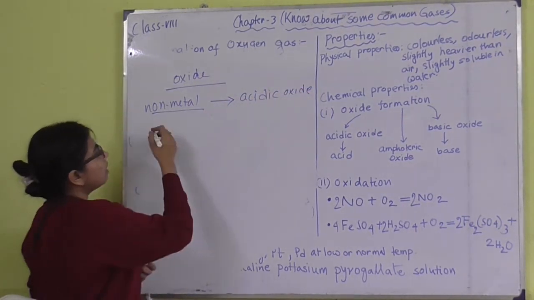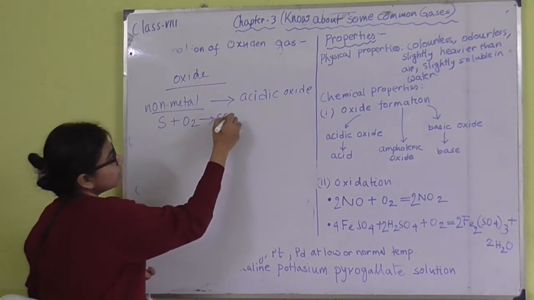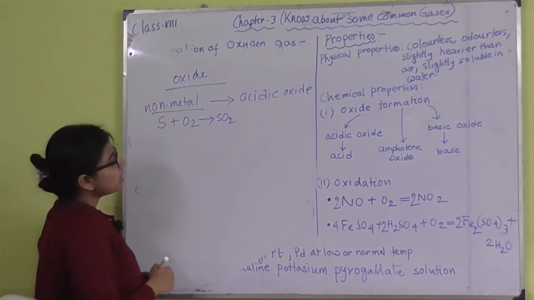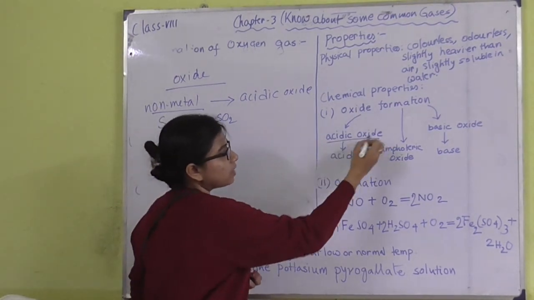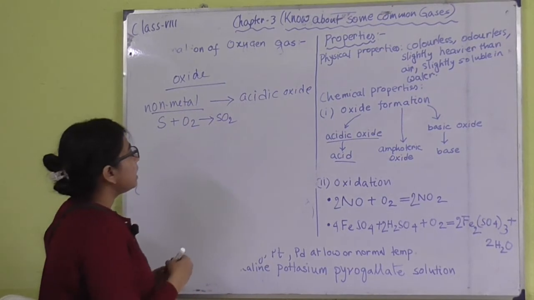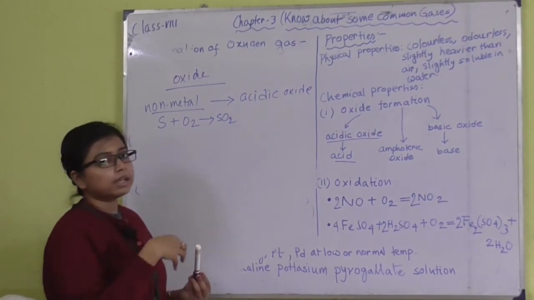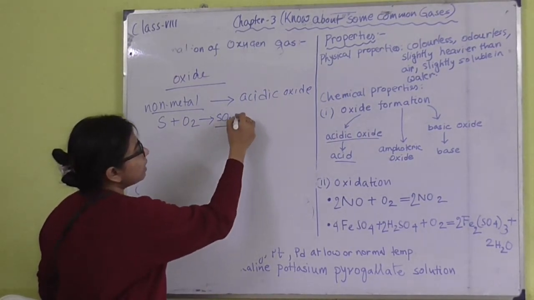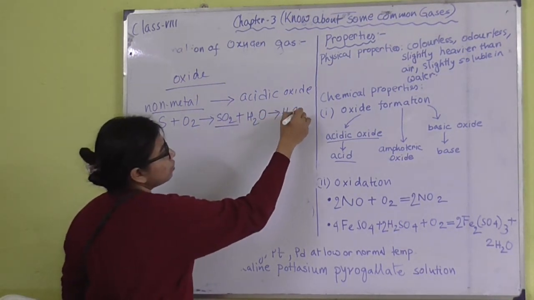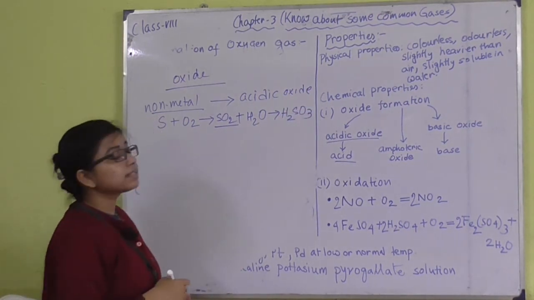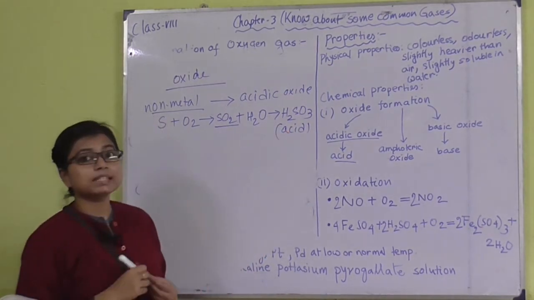Suppose it reacts with sulfur. Sulfur plus oxygen will give you sulfur dioxide. So, sulfur dioxide is an example of an acidic type of oxide. I have written here that from acidic oxide we can get acid, because if we make the acidic oxide soluble, then we can get acid. So, if we dissolve this SO2 in water, then I shall get H2SO3, which is known as sulfurous acid, a kind of acid basically.